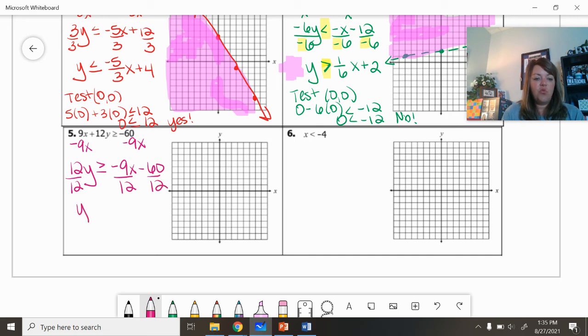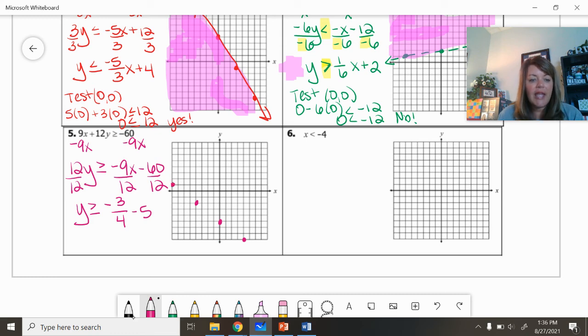Okay, so this now says y is greater than or equal to negative 9/12 x. These both divide by 3, so I'm not going to leave 9/12. So this is 3/4. And then negative 60 divided by 12 is negative 5. Okay, so now I'm ready to graph. So I'm going to go to negative 5. 1, 2, 3, 4, 5. And I'm going to go either down 3 and right 4, or up 3 and left 4. Up 3 and left 4.